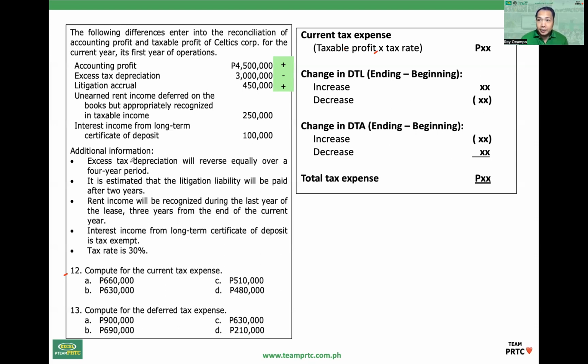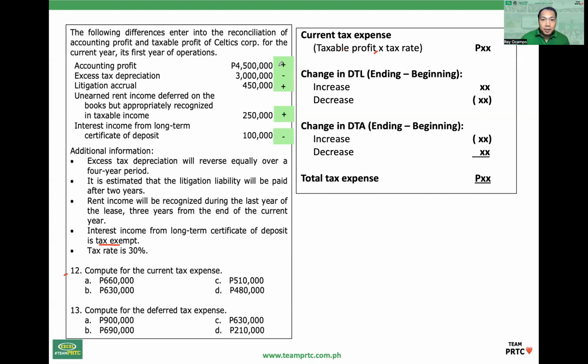Next, unearned rent. Again, accounting, accrual basis. Kung received in advance, unearned. Pero sa tax, income when received. So generally, cash basis. So dahil na-receive na yan, income na yan for tax purposes. So plus 250. And then interest income from long-term certificate of deposit. May binanggit dito sa second to the last bullet point, yan daw ay tax exempt. So for accounting purposes, income. Pero sa tax, exempt. So minus. Hindi siya income for tax purposes.